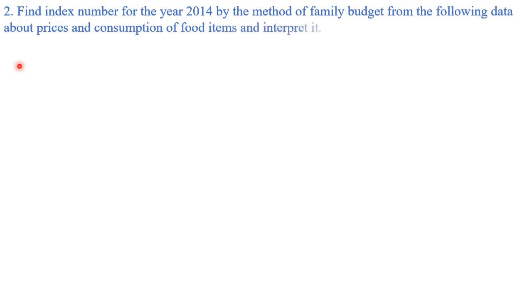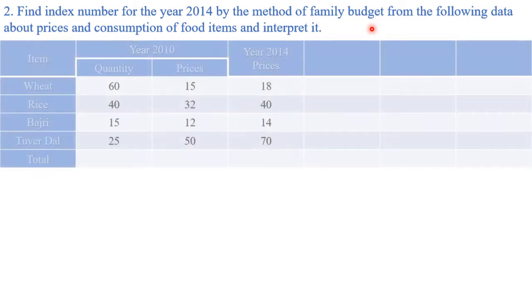Next is question number 2. Find the index number for the year 2014 by the method of family budget from the following data about prices and consumption of food items and interpret it. Now in this question they have specifically mentioned that we need the family budget method. So no matter what the data, we have to use the IW method here. Now let's look at the data.